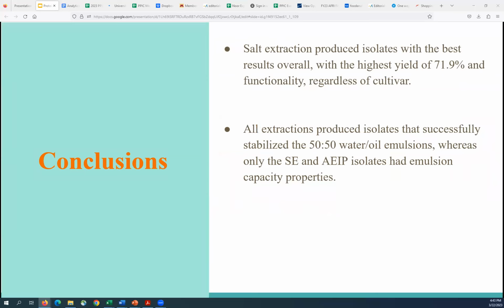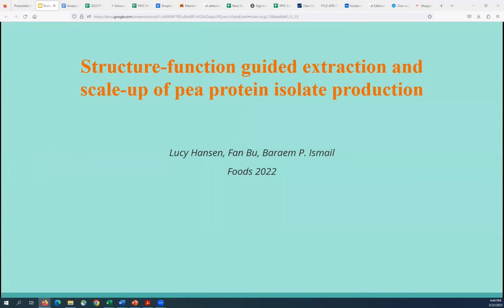As a conclusion for this article, salt extraction produced isolate with the best result overall, with the highest yield of almost 72% and functionality regardless of cultivar. All extractions produced isolate that successfully stabilized the 50-50 water-oil emulsion, while only salt extraction and alkaline extraction isolates had emulsion capacity properties.